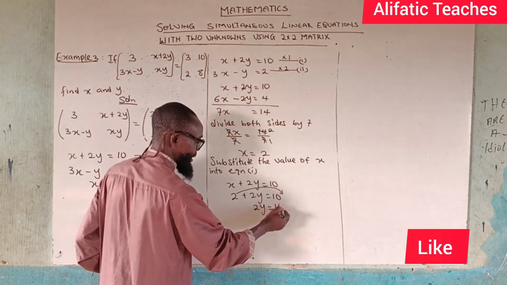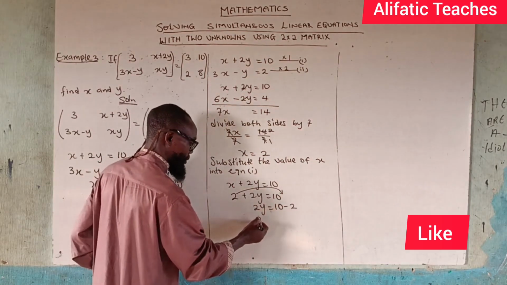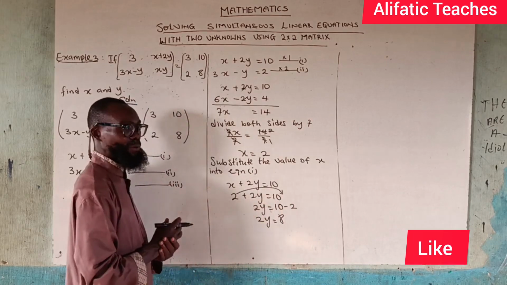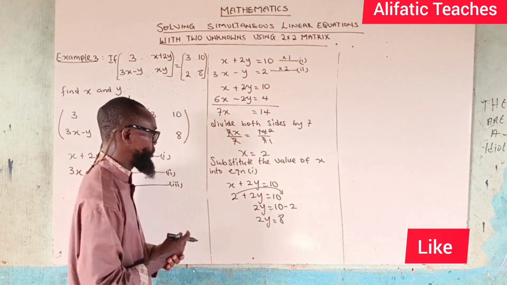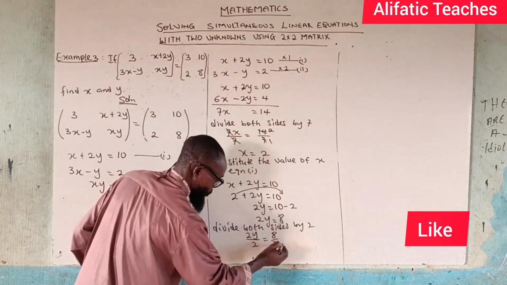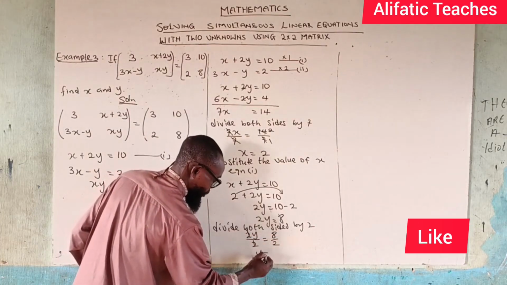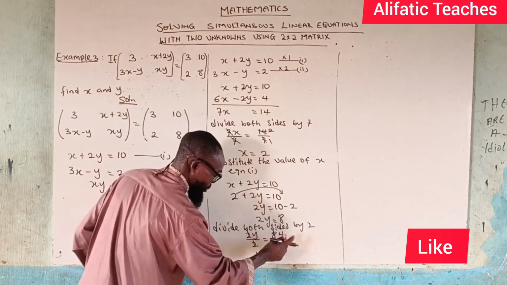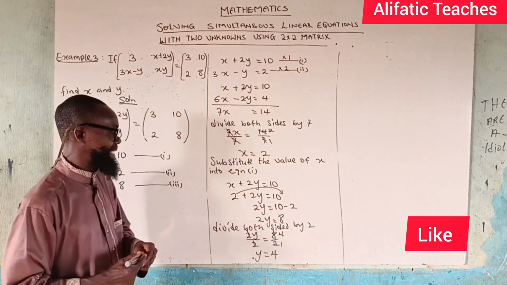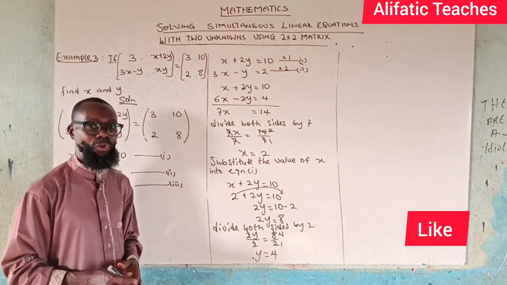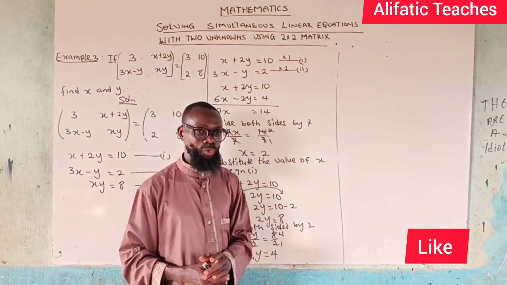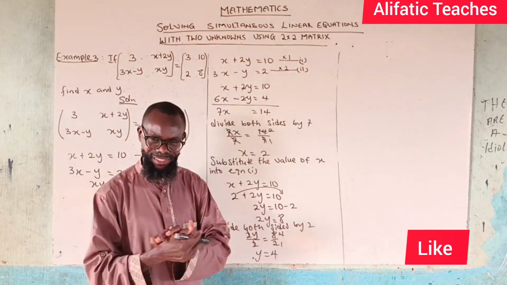2y will equal 10 minus 2. Then 2y is equals to 10 minus 2, I have 8. To get my y, I have to divide both sides by 2. 2y over 2 is equals to 8 over 2. 2 cancels 2. My y equals 2 here 1, 2 here 4. So 4 over 1 gives 4. So I'm able to get the value of my x to be 2 and the value of my y to also be 4. So we've come to the end of this class.